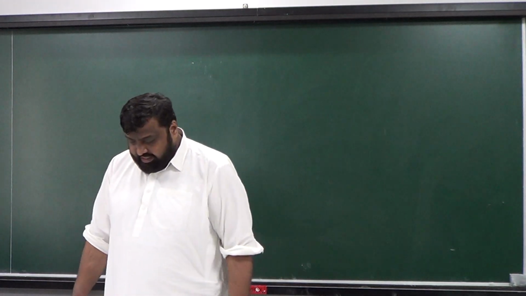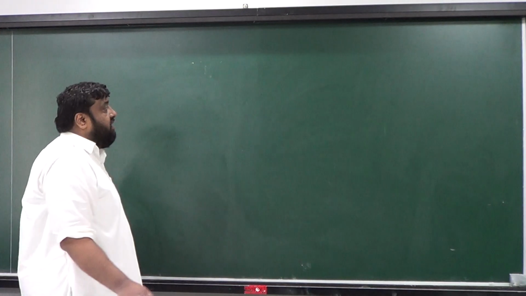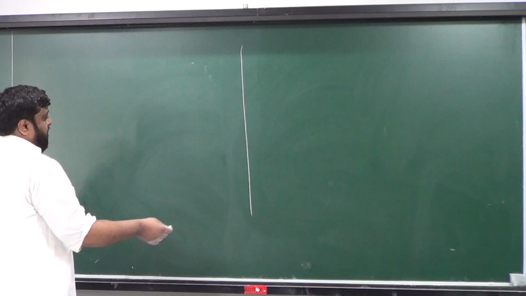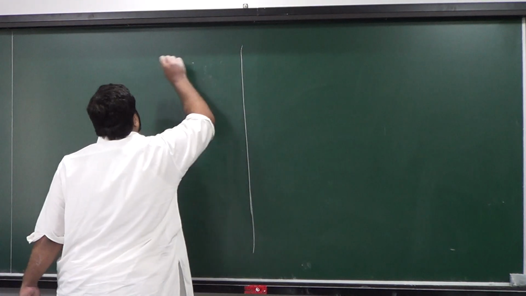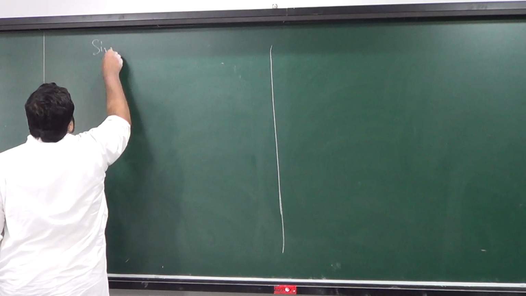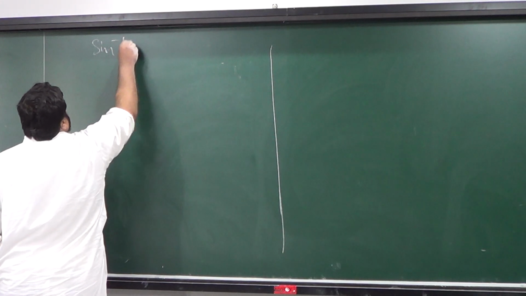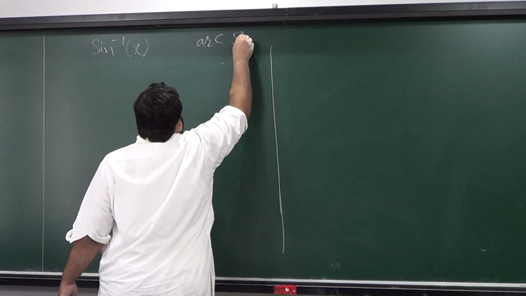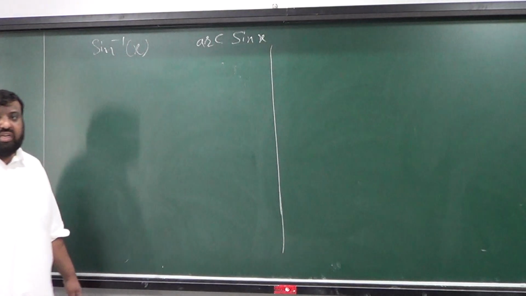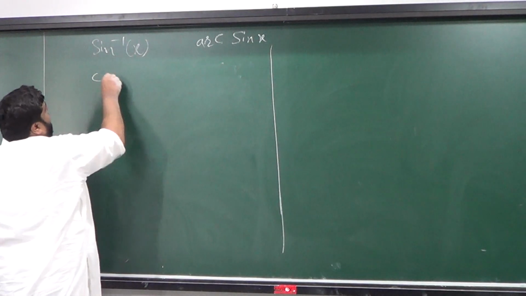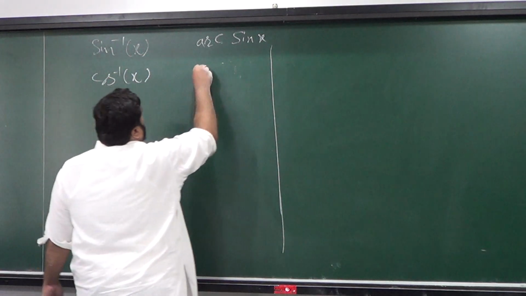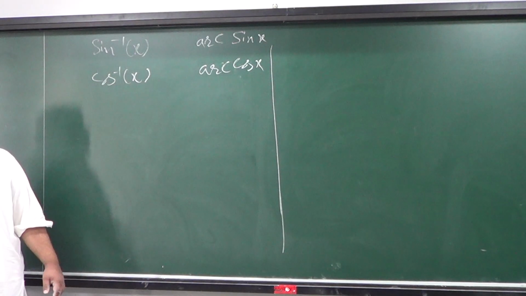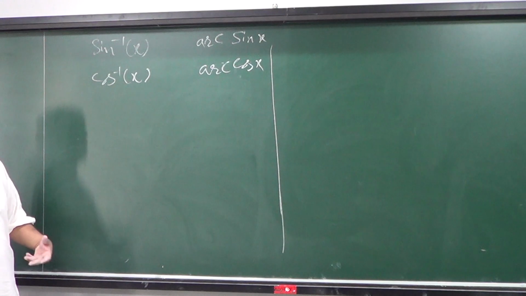So let's carry out our discussion. Before getting more into it, I would like to discuss one thing: sometimes for sine inverse x, there is also a notation used, which is arc sine x. For cos inverse x, there is a notation called arc cosine x. Why do you call them arc sine x and arc cosine x actually?